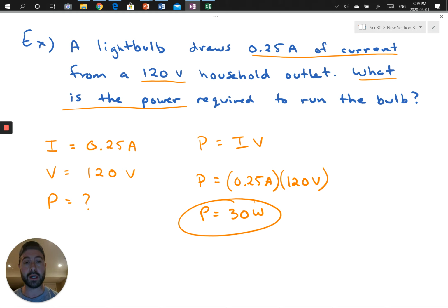So there's a little bit on voltage, on current, and on power, and that's Watt's Law.